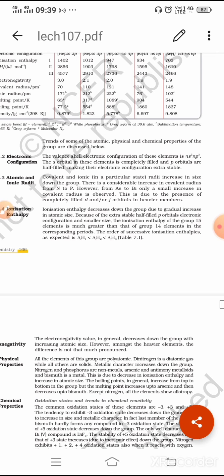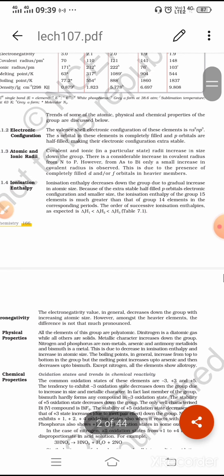Here, a few elements in group 15 have ionic radii and a few have covalent. The ionic character down the group increases while the covalent character decreases. The covalent radii from nitrogen to phosphorus increases due to increase in size. But from arsenic to bismuth, there is only a small increase in the atomic radii. Reason: involvement of d electrons.